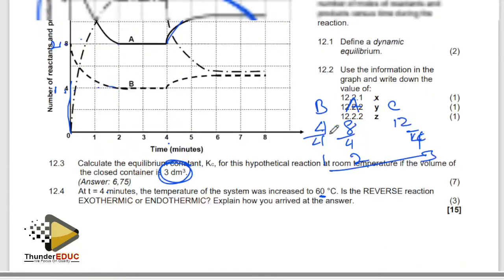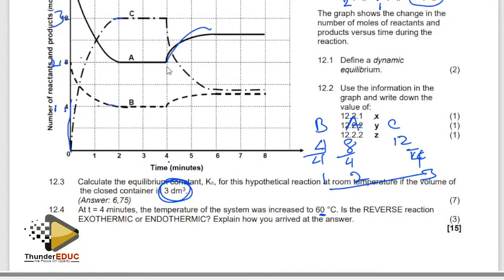You understand? So at first it was going like this, normally. When you increase the temperature to 60, it reversed. Definitely, if it reverses, then automatically the reverse reaction is endothermic. It's the one which requires heat because you have increased the heat. If it doesn't reverse, it just increases, then the forward reaction is automatically endothermic. But if it reverses, then the reverse reaction is what? Endothermic. Yes, because increase in temperature favors the endothermic reaction.